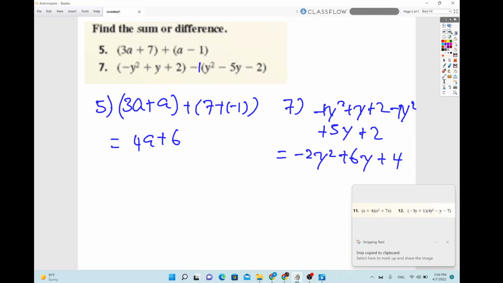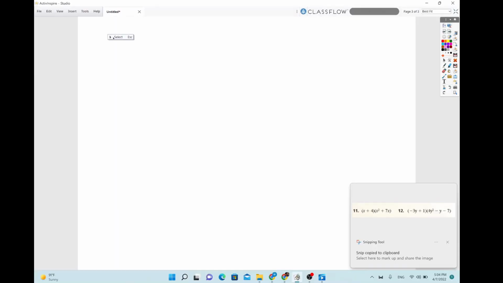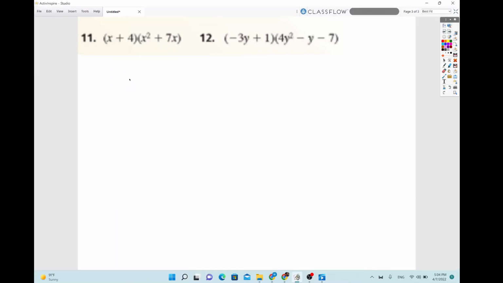Okay, so I'll put it to the new page right here. Okay, so 11 and 12. For number 11, this one is showing a binomial multiplied by another binomial. The first binomial is linear because the highest power is 1. But for the second binomial, the highest degree is 2, so it's a quadratic binomial.